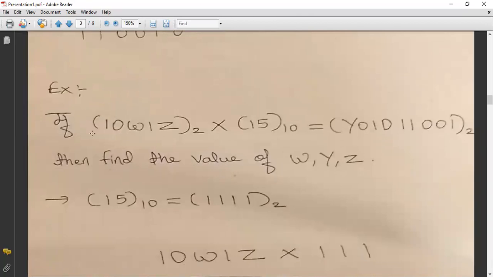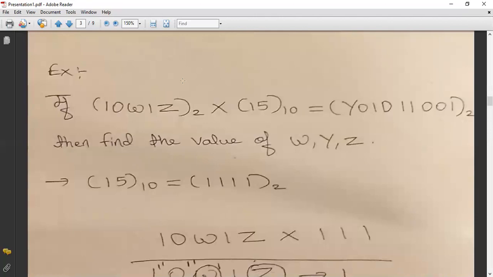So what we are going to do is multiply this number, which is in binary form, with this number, which is in decimal form. The number is 10w1z to the base 2, times 15 to the base 10, and its answer is y010111001 to the base 2. In this question we are going to find the value of w, y and z. The answer is given, the question is given. Here we need to find out the values of w, y, z. So let us begin.